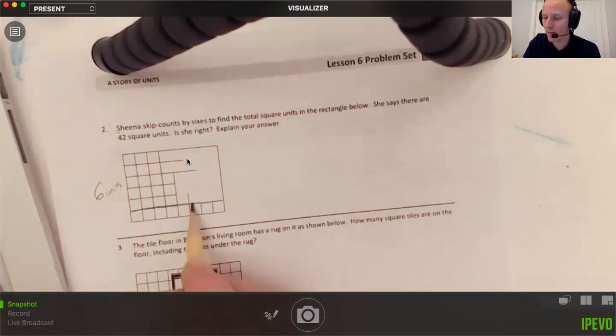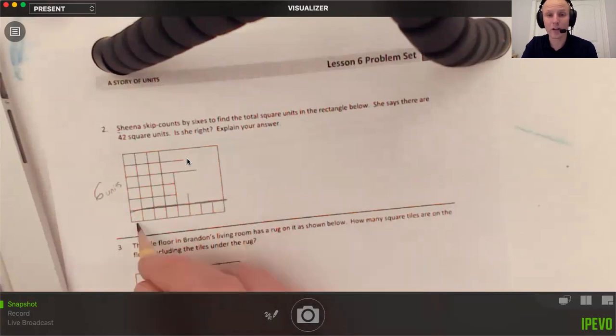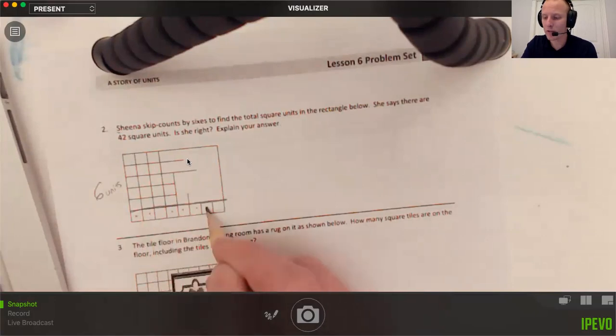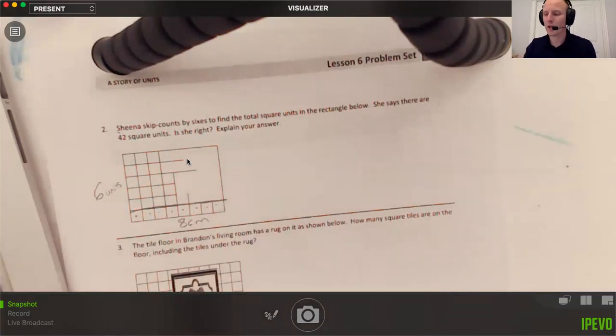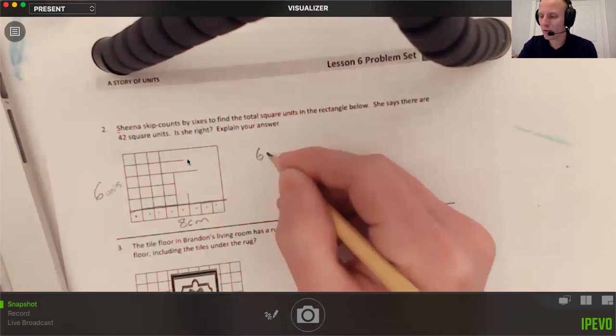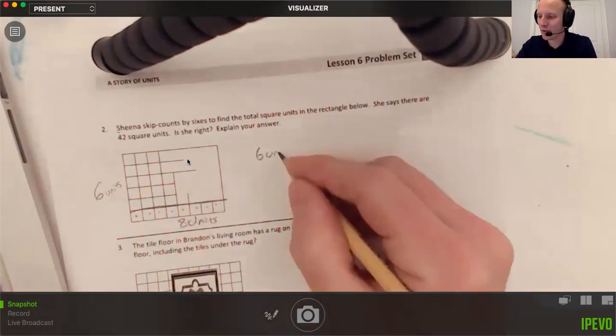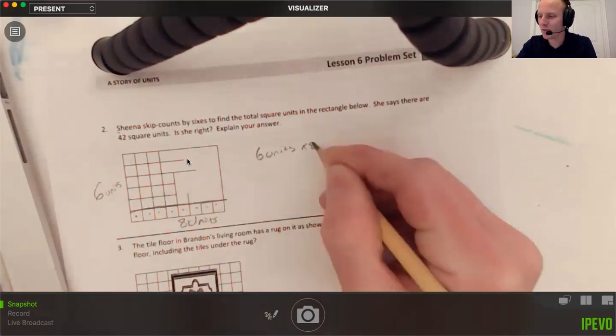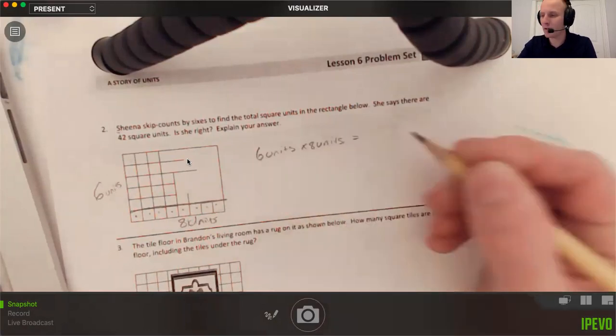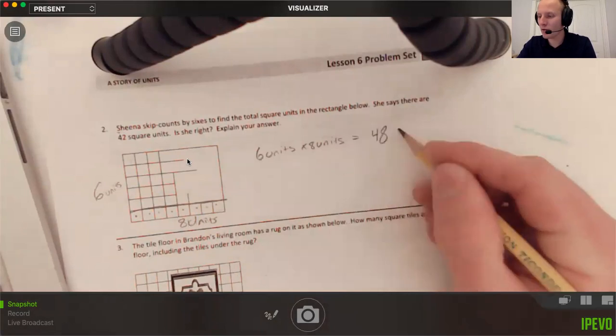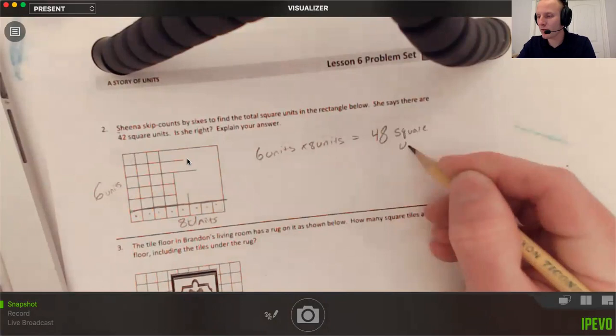Look, just by drawing that line in there, I can now figure out the side length of this bottom part of the rectangle. 1, 2, 3, 4, 5, 6, 7, 8. 8 centimeters. All right, so what's my formula or my number sentence for finding area? Well, it's 6 units. Oops, sorry, this isn't centimeters. It's units. I always tell you guys to be careful with units, so I got to do the same. 6 units times 8 units. And we know 6 times 8 is 48 square units.